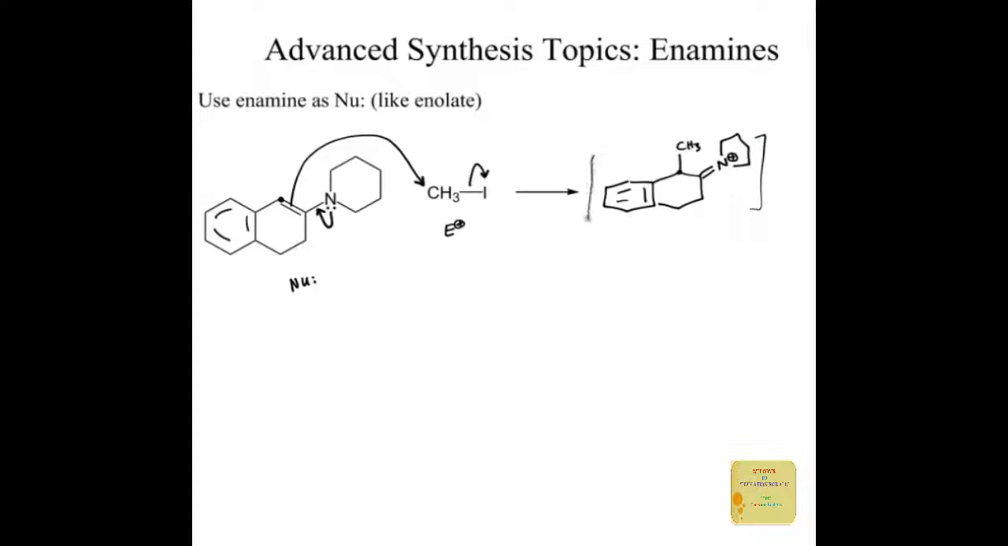But this would give us the following intermediate after we did this alpha alkylation. Okay, and this would not be stable. We would need to do something to stabilize this. And typically what we're going to do, if our methyl iodide was step 1, step 2, we're going to treat this with H3O+. And so rather than just neutralize it, we're going to do a hydrolysis that takes the CN double bond and turns it back into a CO double bond.